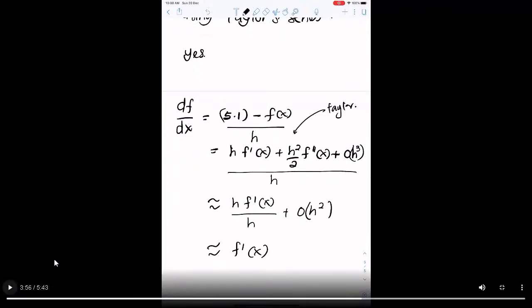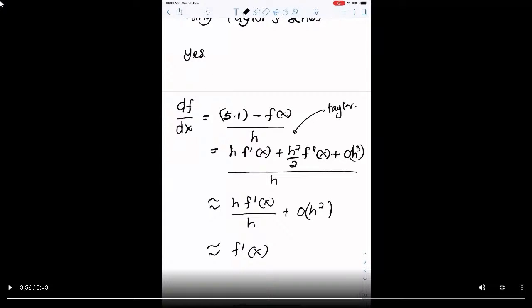Meaning that in the process of the Taylor series, we do a truncation error at O(h^2), at the second order of the Taylor series. So from 5.1 minus f(x) divided by h, you will get f'(x). So this confirms that the first derivative f'(x) is f(x+h) minus f(x) divided by h, which we consider as the forward difference formula. This formula is equation 5.5 in the book.